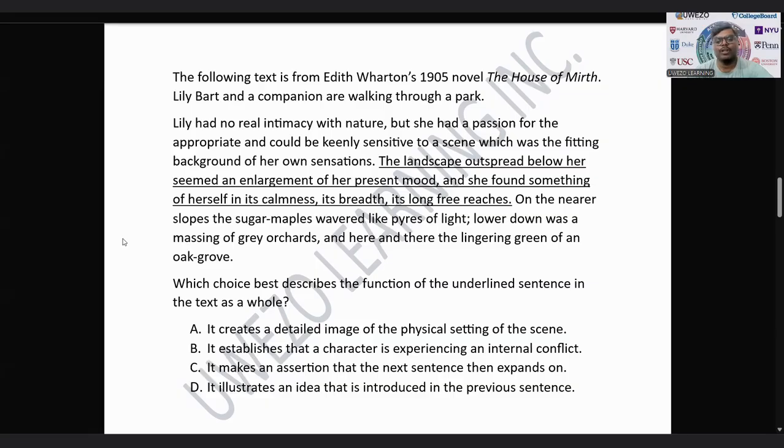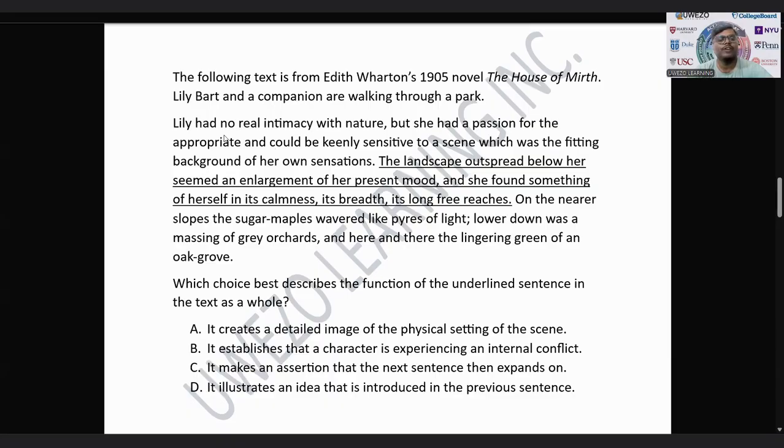Okay, so the text can be divided into three parts here: the information before the underlined portion, the information after the underlined portion, and the underlined portion. The information before the underlined part talks about Lily, that she is not really intimate with nature, but whenever she finds appropriate surroundings, she would connect to nature. And then the next sentence is giving an example of the same. It means the underlined sentence is providing an explanation for her connection with nature.